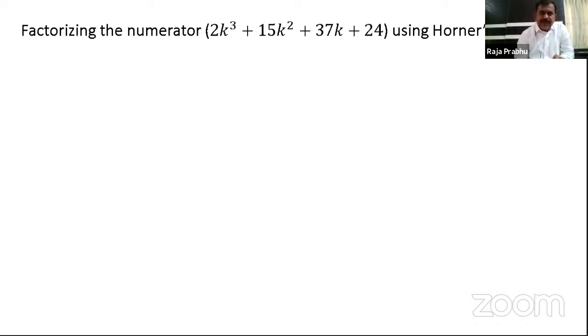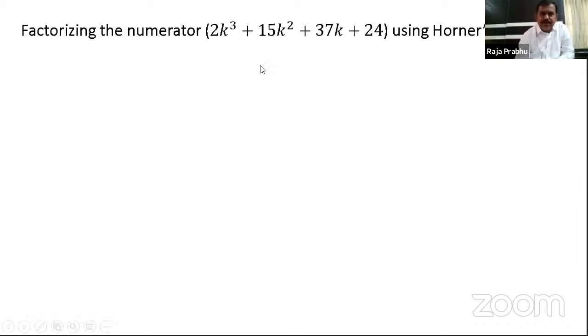Here you follow the coefficients of various terms in the given polynomial: the coefficient of k cube is 2, the coefficient of k square is 15, the coefficient of k is 37, and the constant term is 24. You follow, children. If the sum of all these coefficients is 0, then compulsorily k minus 1 will be a factor according to the factor theorem that you have studied in 10th standard. But here the sum of the coefficients is not 0. Then, the other alternate method: you also check the sum of the alternate coefficients.